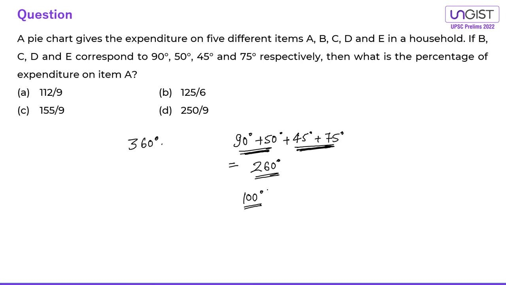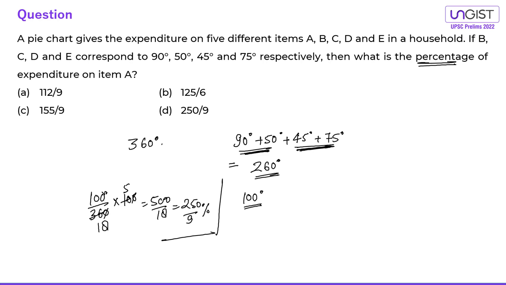So 100 degrees corresponds to A. They are asking what percentage. If we need to convert this into a percentage, it is 100 degrees divided by 360, times 100. So this will give you the percentage. The 10s cancel, so this is 5/18. So this is 500/18, or you can say 250/9. So this is 250/9%. The correct answer is 250/9. D option is the correct choice. All right, everyone. Now let's move to the next question.